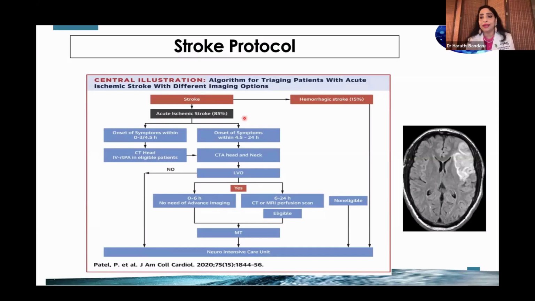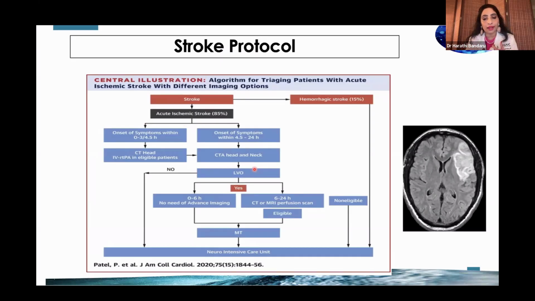Usually the ER team will talk to the neurologist and they'll go ahead and treat with the clot busting medication. You do not wait for anyone. Then you will do a CT angiogram, head and neck, to see whether the patient has any large vessel occlusion or not. Once the patient has large vessel occlusion, you remove the clot through mechanical thrombectomy. So that is the procedure.